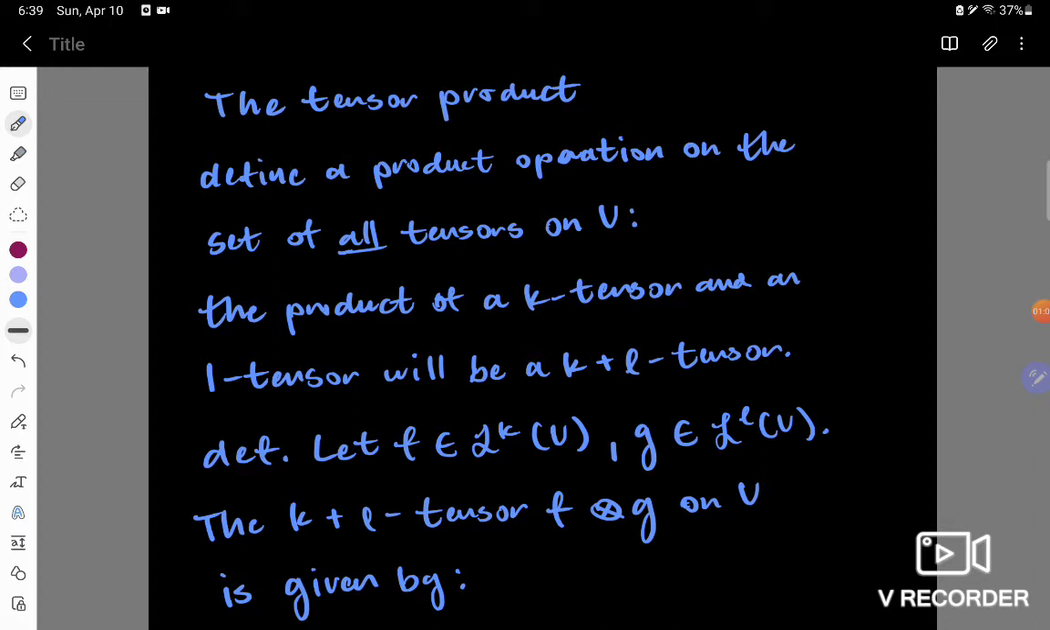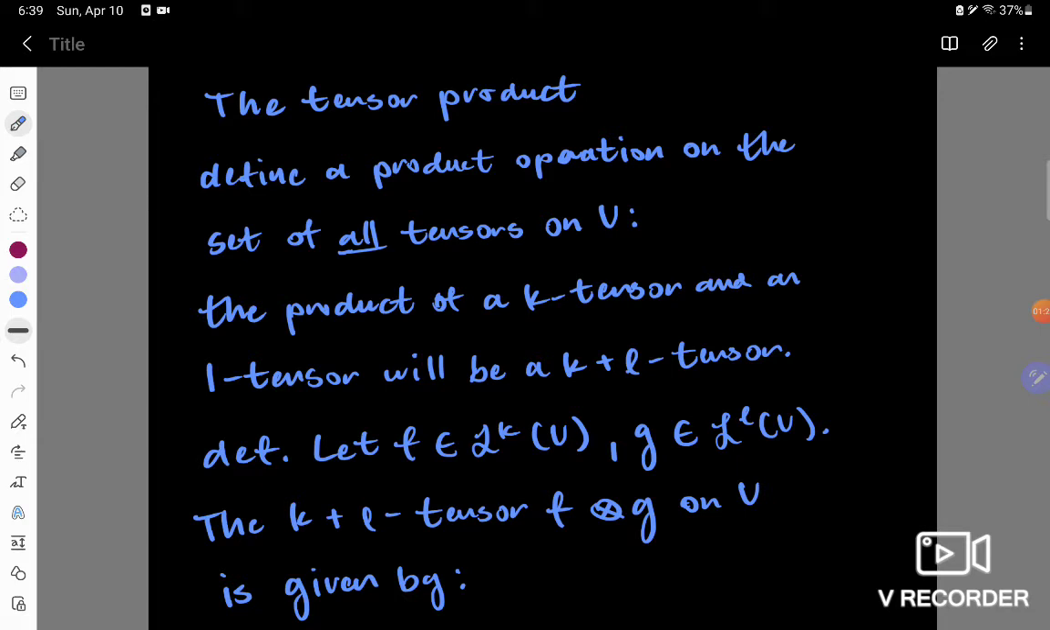So let's take a look at it, where we take the product of a k-tensor and an l-tensor, and we want this to be a k plus l tensor. So it's constructing tensors whose order is the sum of its constituent product tensors, right?